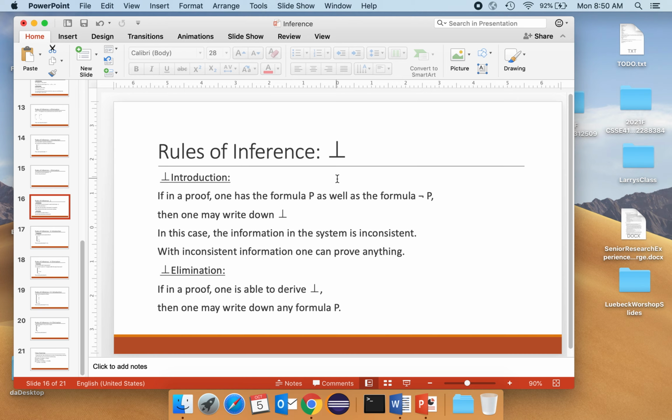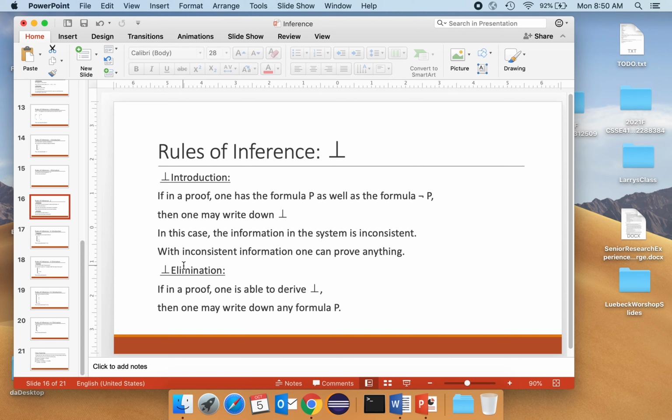So the contradiction introduction. If in a proof there's a formula P as well as a formula not P, then we can write down the contradiction. Because in this case, the information is inconsistent. In logic, we can't have something that is true and false, right? So not P being true means P is false. It just doesn't work. The information is inconsistent. With inconsistent information comes something else. We can write down anything.